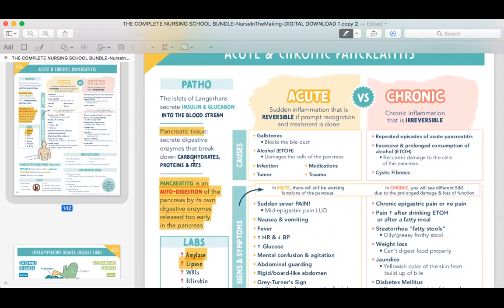I want to say that this falls under chronic, a type of inflammation that is irreversible.